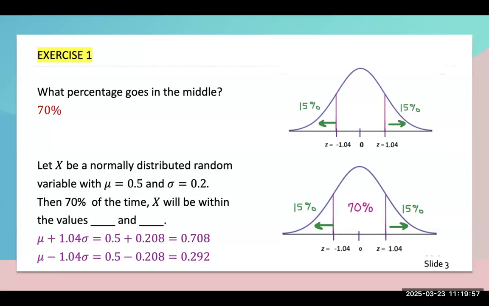We'll get 0.208. And we're going to add that number to 0.5, the mean, and we're going to subtract that number from 0.5. And we'll get two values. We'll get 0.708, that's going to be the number on the right, and 0.292 is the number on the left. So 70% of the time, x will be within the values 0.292 and 0.708.